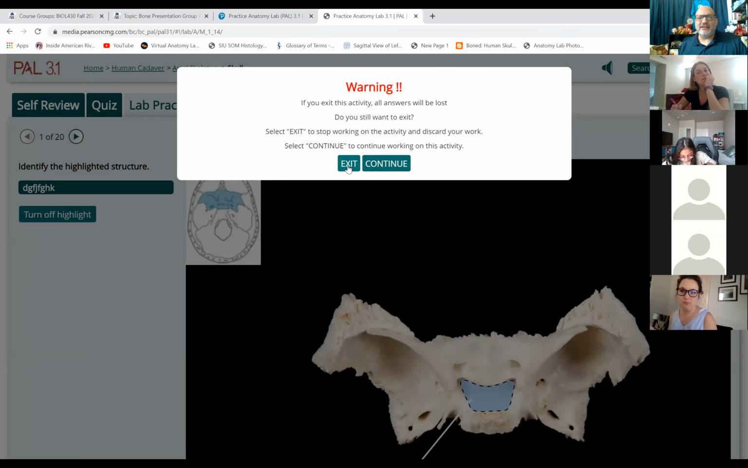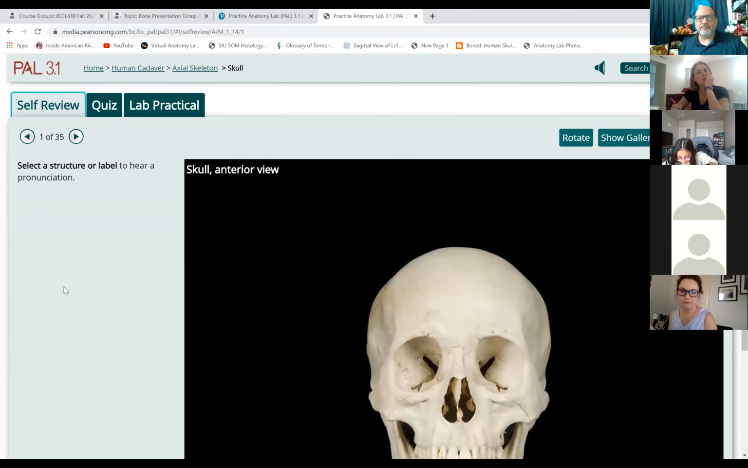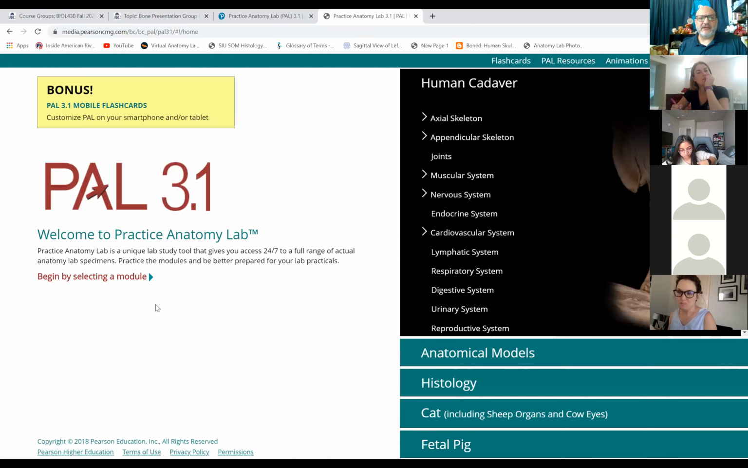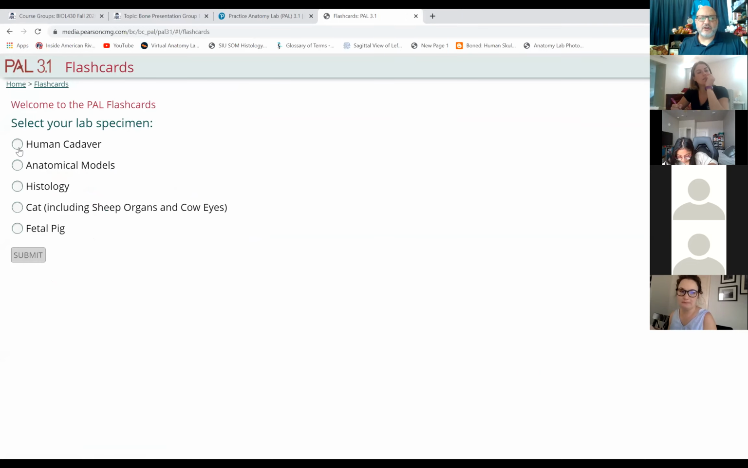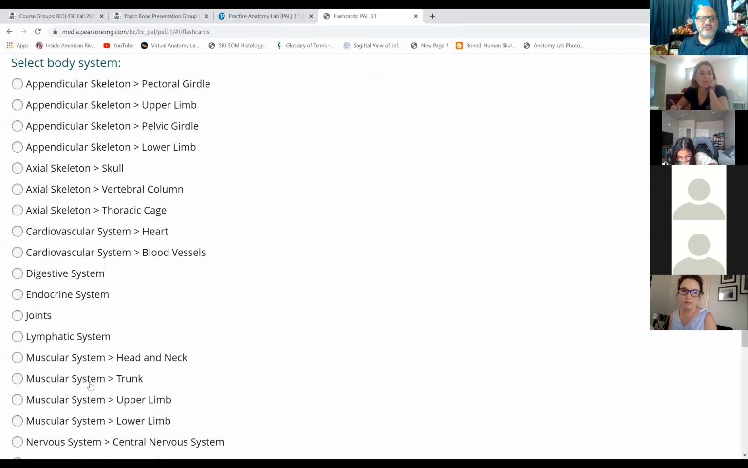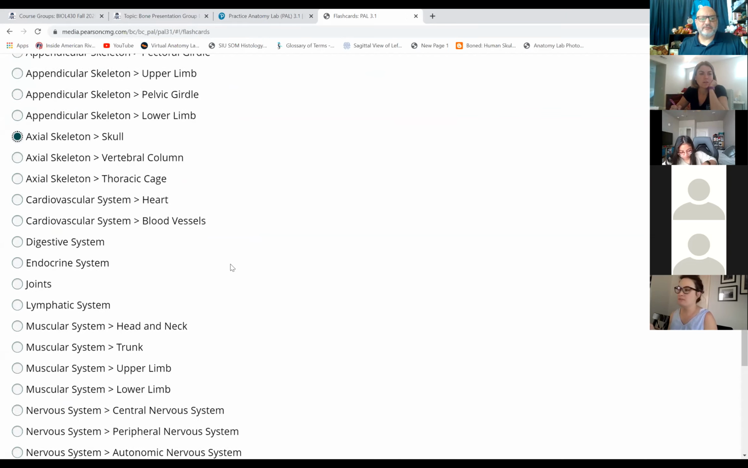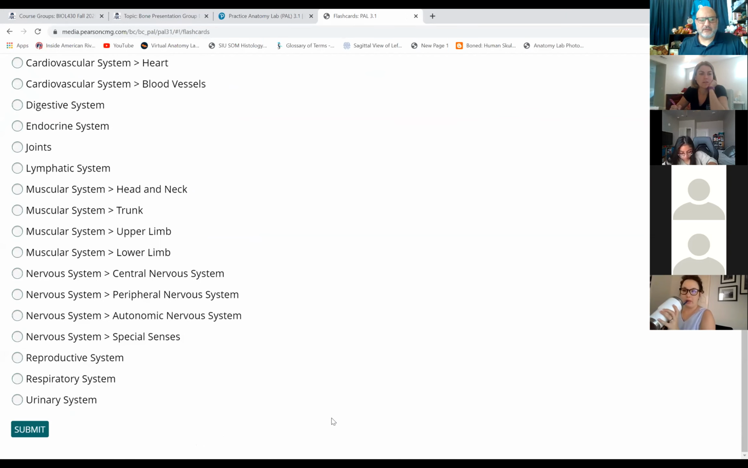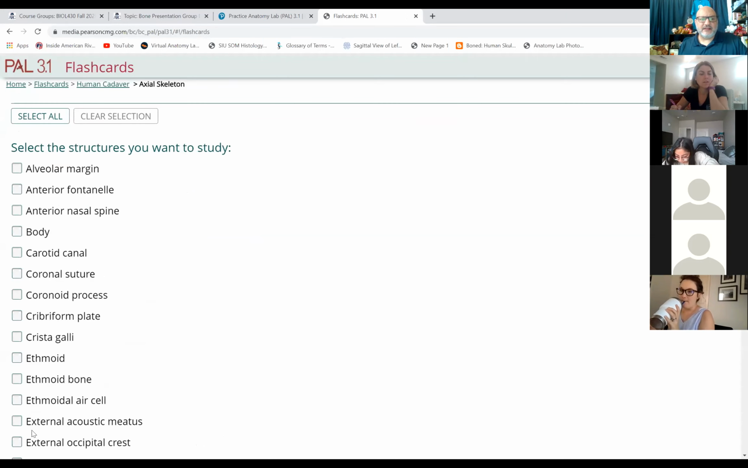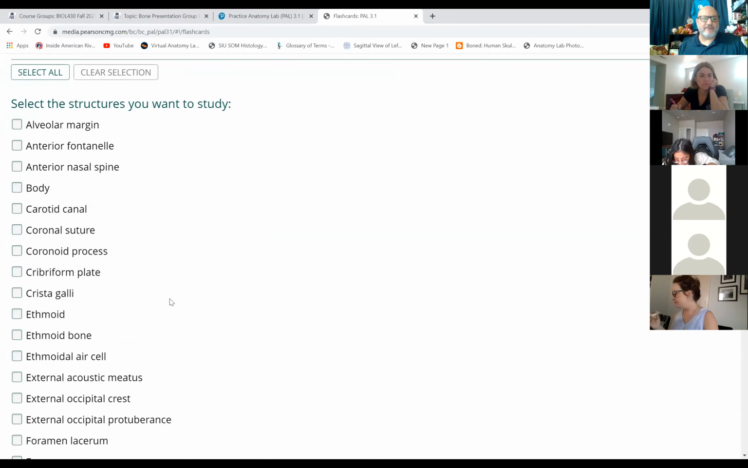But what makes this even more powerful is if we go back to our home page, notice there are mobile flashcards. If you click on this mobile flashcard for the human cadaver, for instance, you could do as much of it as you want, but let's say for starters, I just want to start with the skull. And submit that.